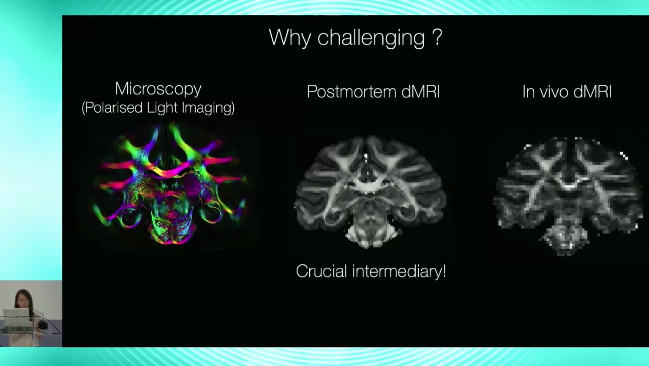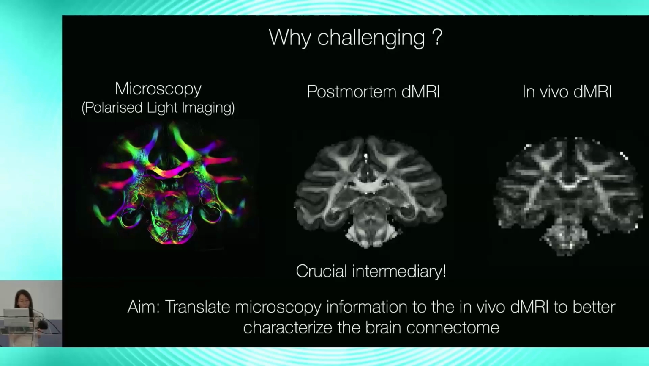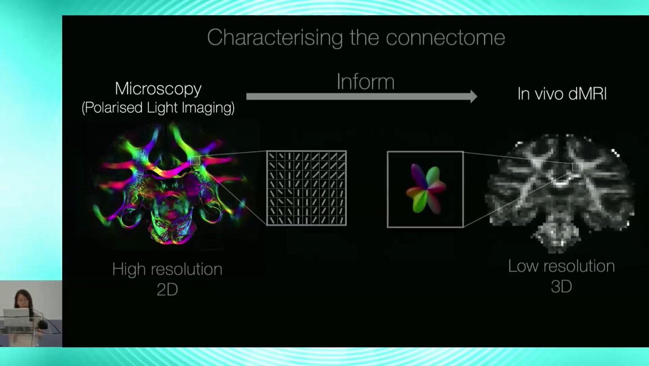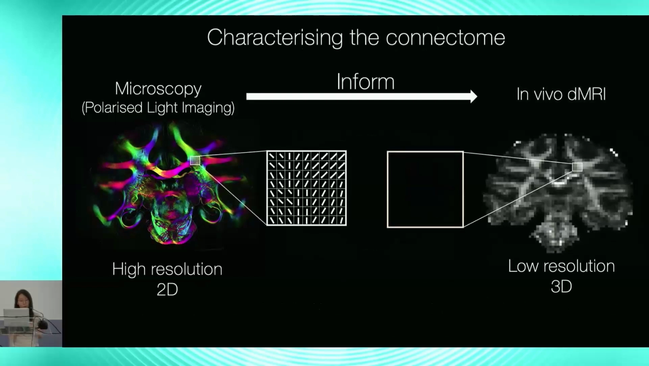But postmortem diffusion can serve as a crucial intermediate, which is an advantage of the BigMac dataset, because it has the microscopy, postmortem, and in vivo diffusion all in the same brain, and so with a well-aligned brain structure. So this can help us translate information all the way from the microscopy to in vivo diffusion. And we want to use this to inform and better improve the estimation of fiber orientation in the in vivo diffusion data.